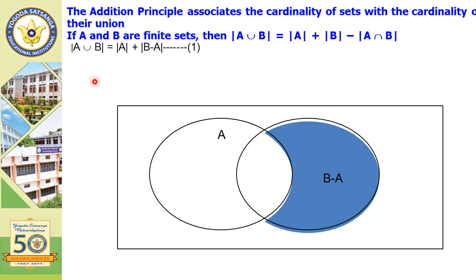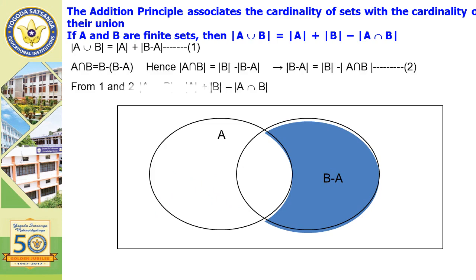Now this is the first equation. A union B, we have written using two disjoint sets, A and B minus A. A and B minus A are disjoint, with no element in common. Now, A intersection B: from the previous class, we have proved that A intersection B is equal to B minus A.